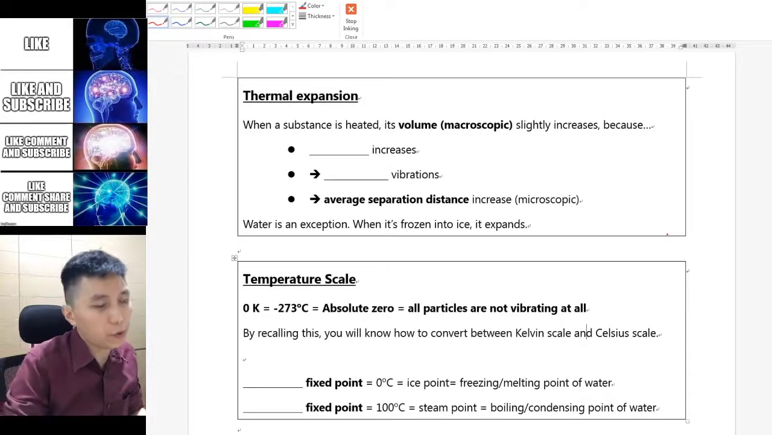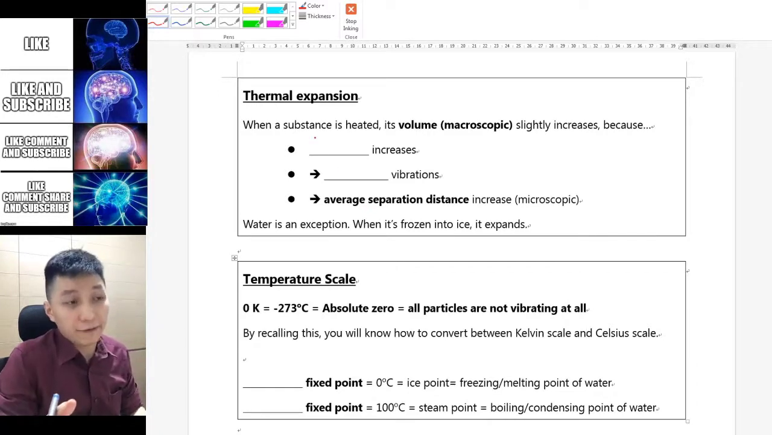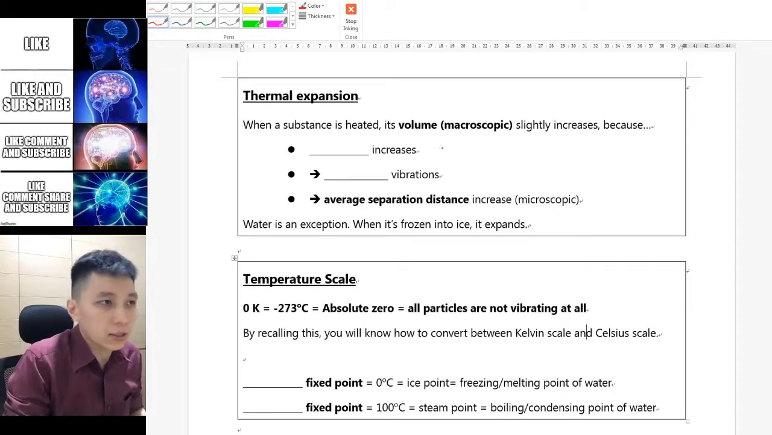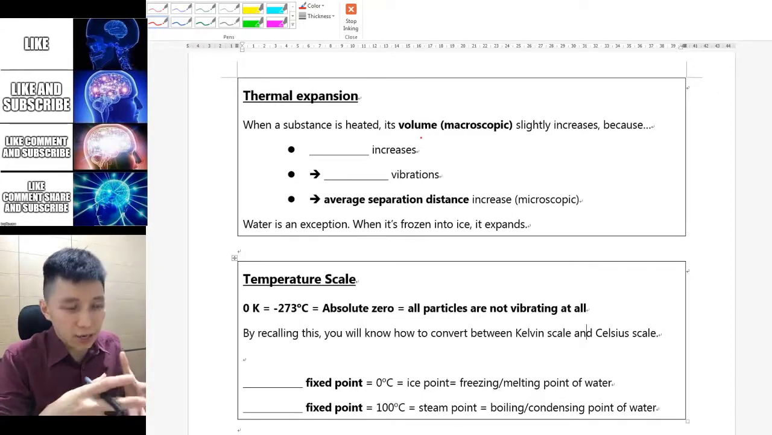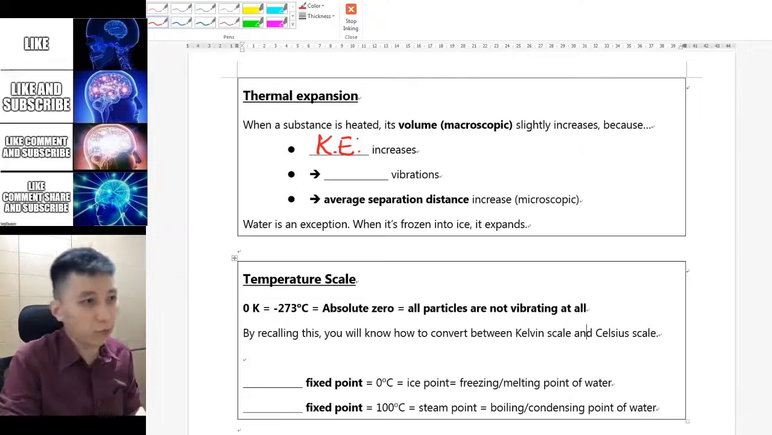Okay, let's go to thermal expansion first. So this is something that we probably have done in the class, or you have at least watched the video on the playlist earlier. The idea is when you heat something up, apparently the volume will increase, it will grow bigger simply. So using the scientific terms, we can say that the reason why volume increases is because of the kinetic energy. So here I just put down the abbreviation, try to spell the full words.